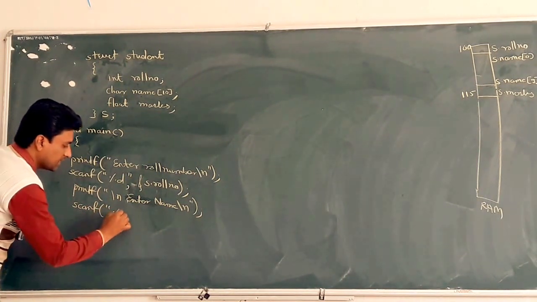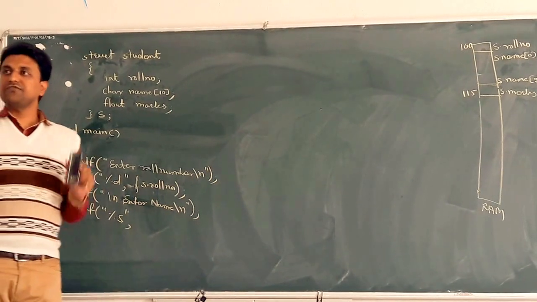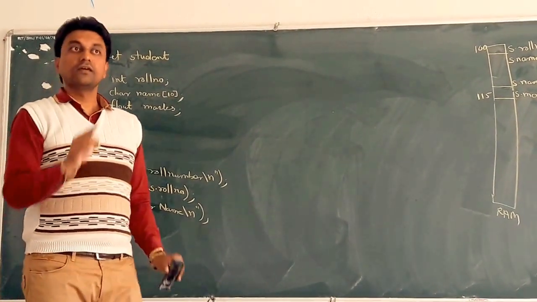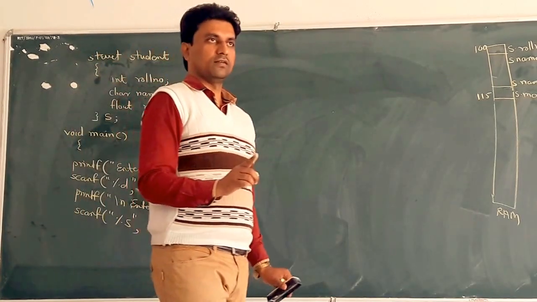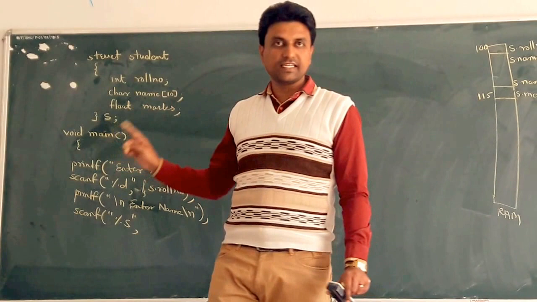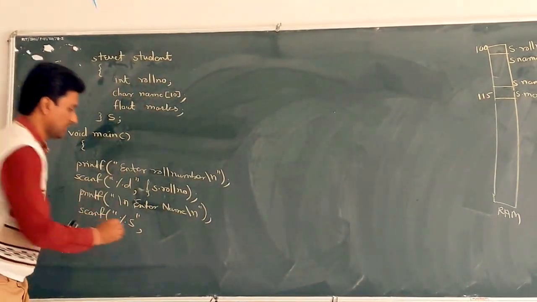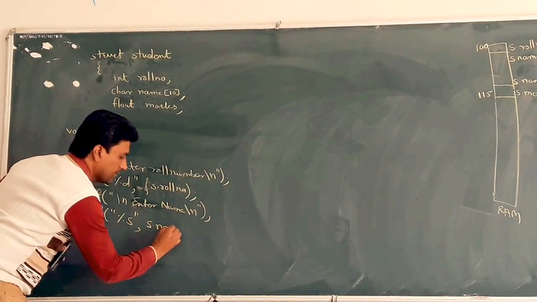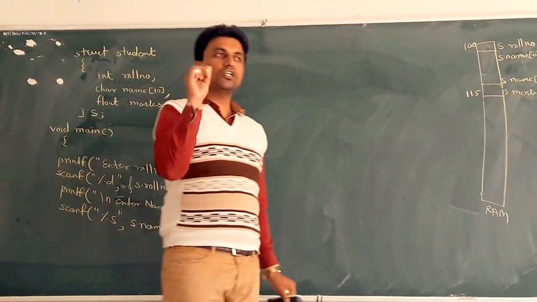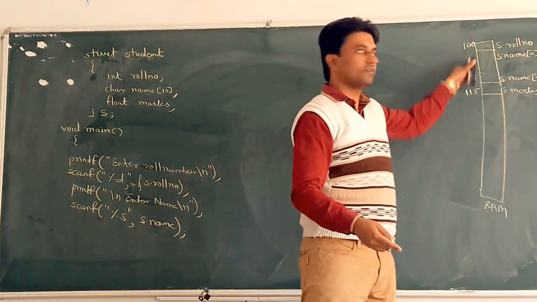Scanf with %s. Don't write ampersand while scanning a string. If it is a character, use ampersand. But if it is a string, don't use ampersand while scanning it. So just write S dot name. Why? Because S dot name itself is the base address of that string.